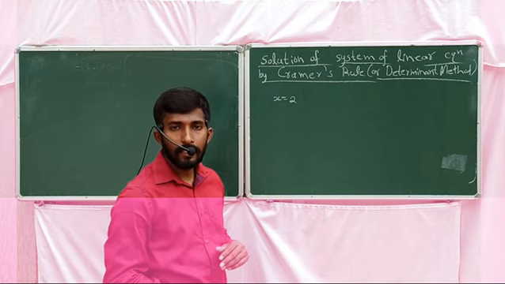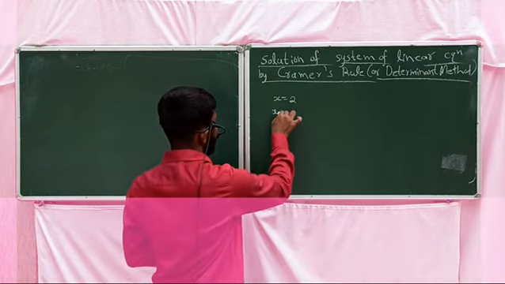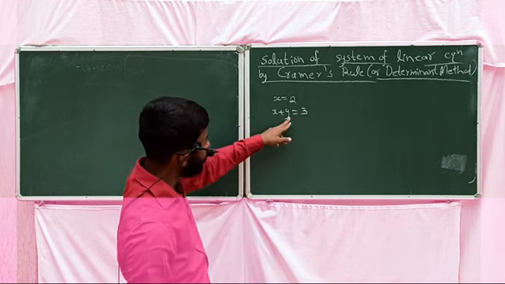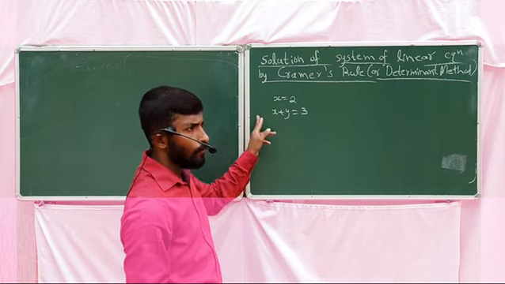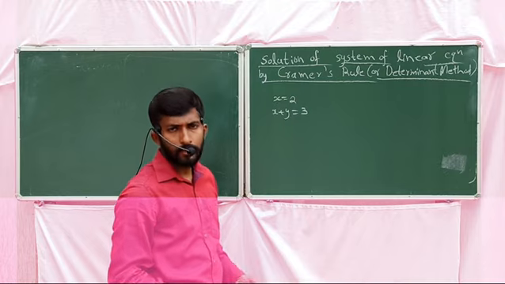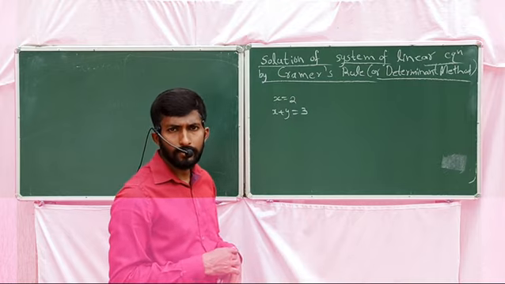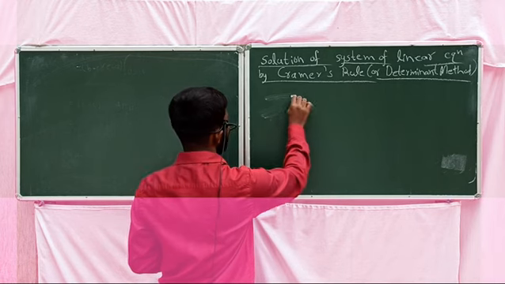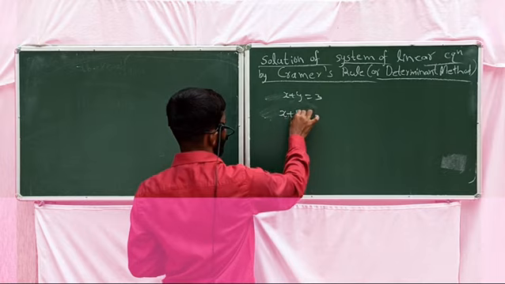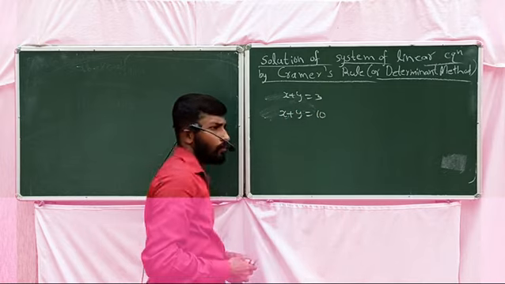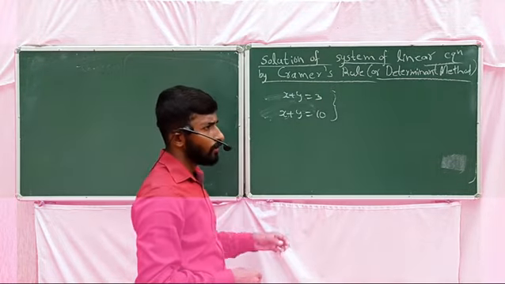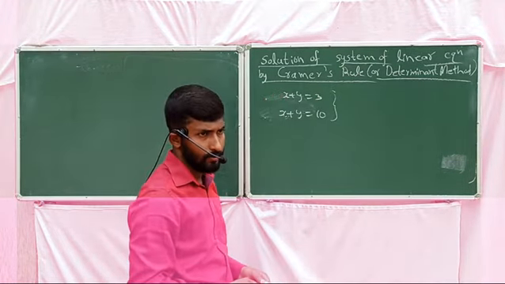Suppose we consider a linear equation in two variables, x plus y is equal to 3. Now see, the highest power of x is 1, and the highest power of y is also equal to 1. When each variable has the highest power equal to 1, we call it a linear equation. Then what's the meaning of a system of linear equations? For example, x plus y is equal to 3 and x plus y is equal to 10. Two linear equations are given. Together, these two linear equations we call a system of linear equations.